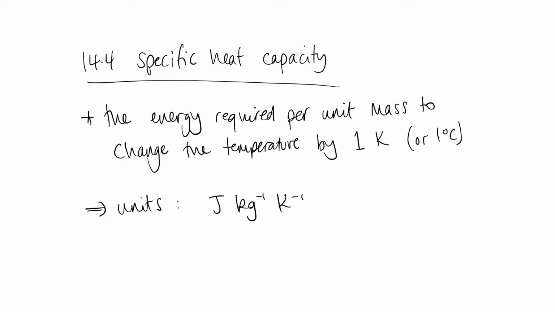So it's the energy required per unit mass, so that's per kilogram, to change the temperature by 1 Kelvin, although you can say 1 degree C because the interval between 1 Kelvin and 1 degree C is exactly the same. And the units are joules per kilogram per Kelvin.